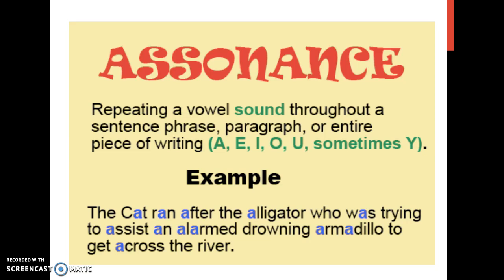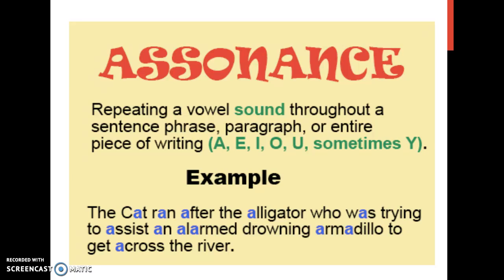Assonance. I always tell my students, assonance starts with what? It starts with an A. So in this case, it is important that it's a vowel that we're paying attention to. Assonance is repeating a vowel sound throughout a sentence, phrase, paragraph, or an entire piece of writing. So again, A, E, I, O, U, and sometimes Y. An example here is: the cat ran after the alligator who was trying to assist an alarmed drowning armadillo to get across the river.